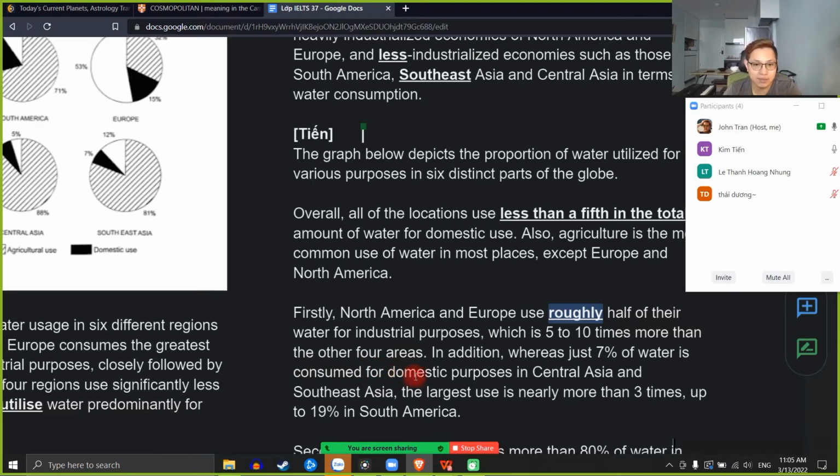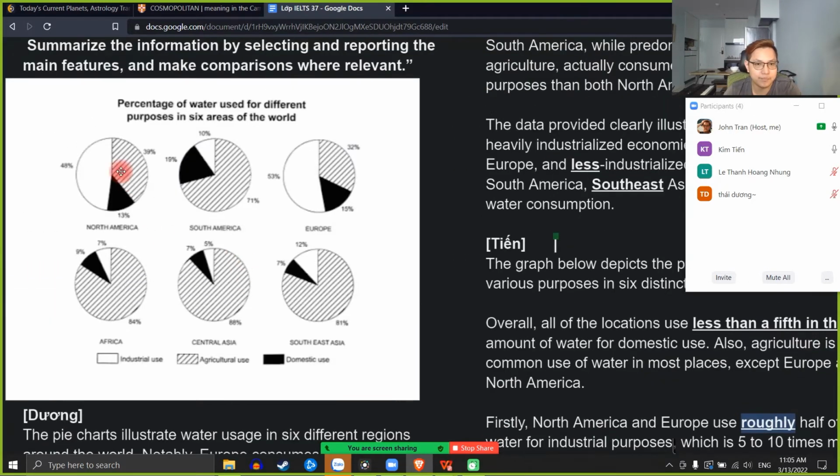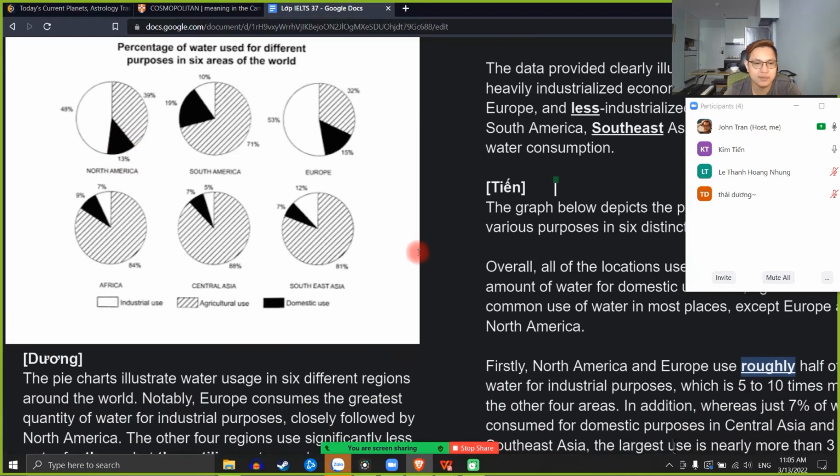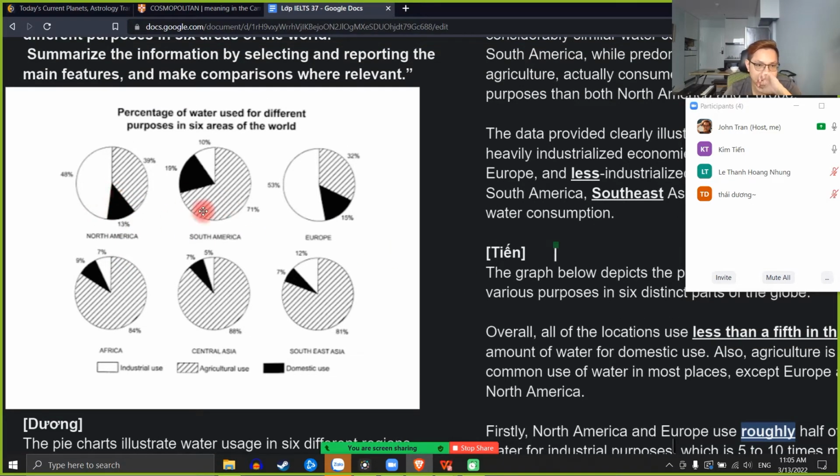Which is 5 to 10 times more than the other 4 areas. Okay, industrial purposes. Wait, 5 to 10 times, are you sure? Okay, nearly 10 times, for this one and this one. Giữa cái Central Asia và cái North America là cái chỗ industrial này nó gần 10 lần cách nhau nè. So this one is like 5, this one 48, it's nearly 10 times. Okay, this one 10, this one 48, so nearly 5 times.